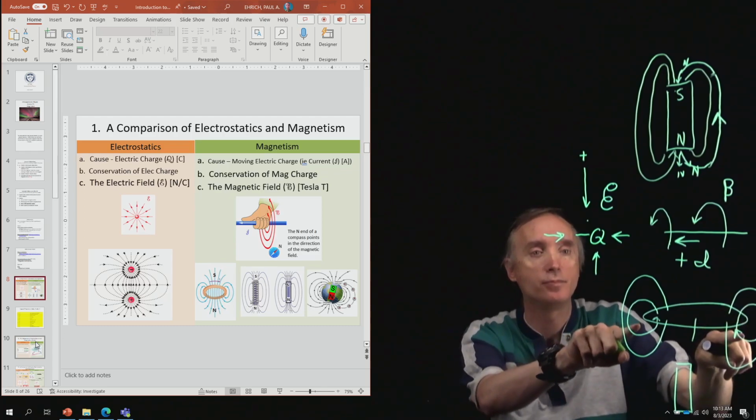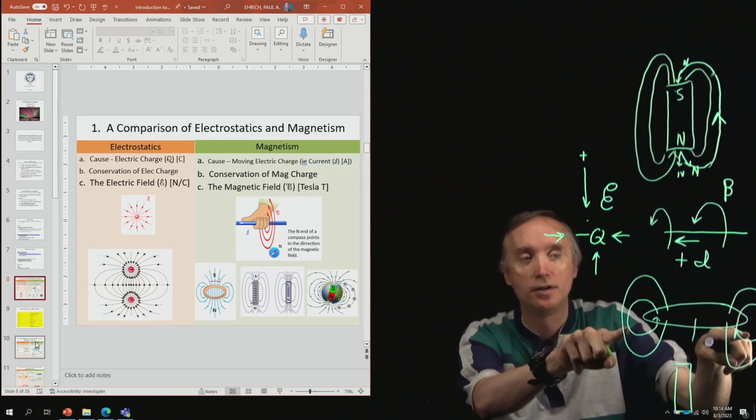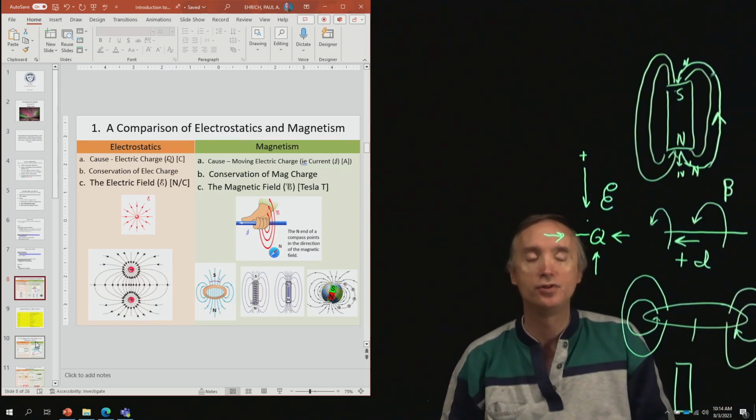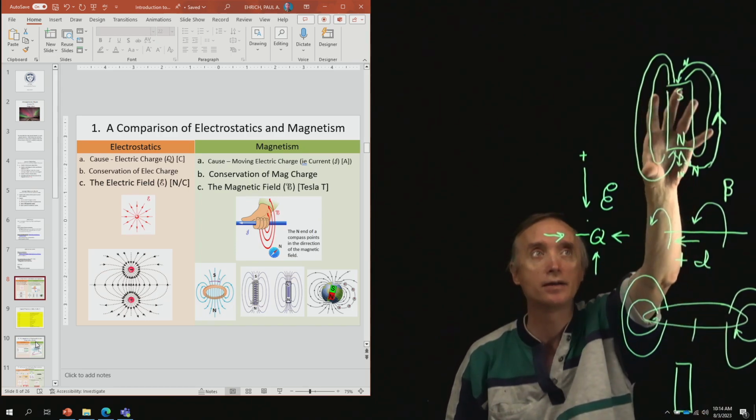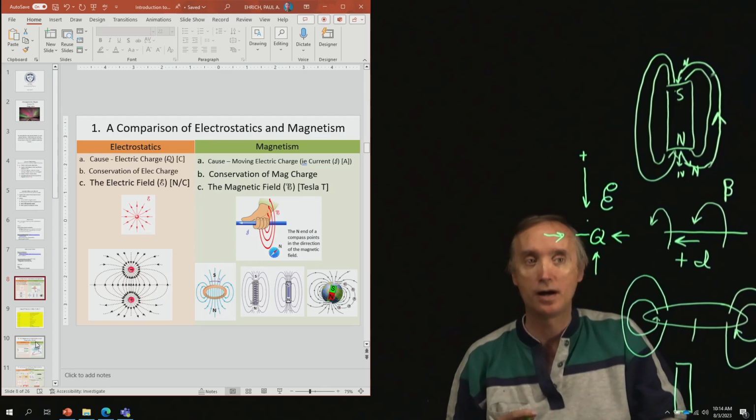Well, notice it's the same picture as this one here. So the magnetic field generated by a current carrying loop is the same as the magnetic field being generated by a magnet. We'll find out later why that has to be true.